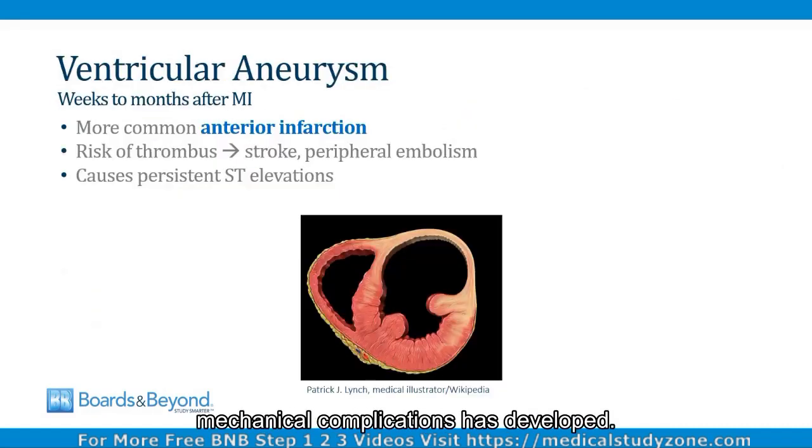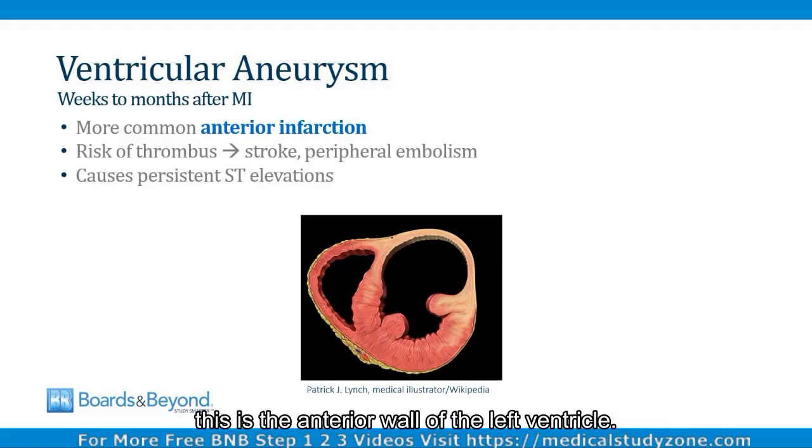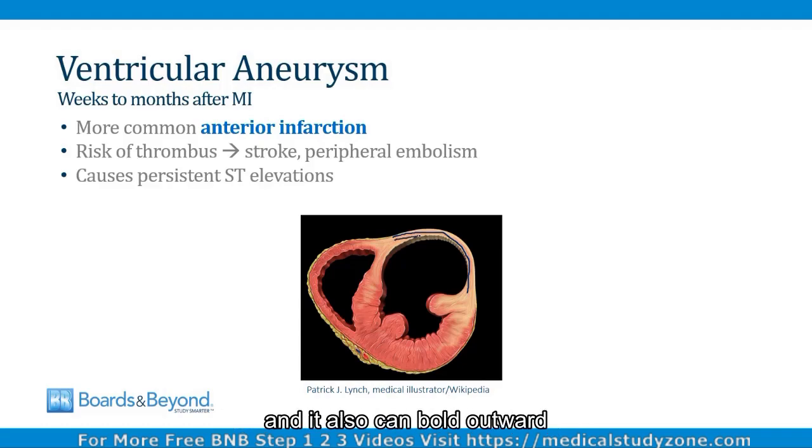Several weeks after a myocardial infarction, patients can develop a left ventricular aneurysm. A left ventricular aneurysm occurs when a portion of the left ventricular wall is replaced by scar tissue. If you look at this drawing on the screen, this is the anterior wall of the left ventricle. Normally it has muscle tissue, but in this drawing, it's been replaced by scar tissue. That scar tissue is not going to contract because it doesn't contain myocytes, and it also can bulge outward, and that is called a left ventricular aneurysm.